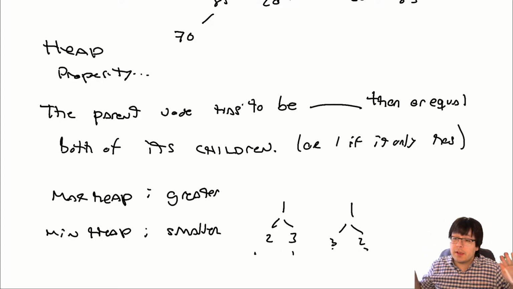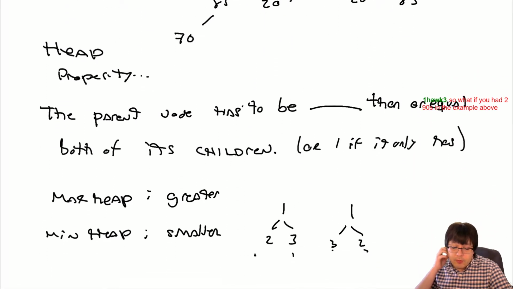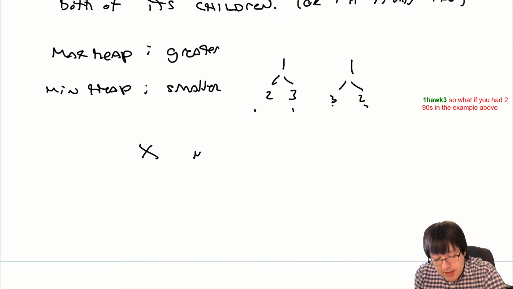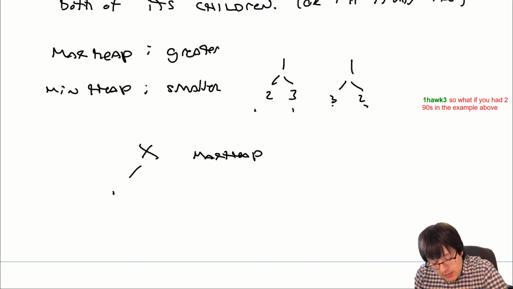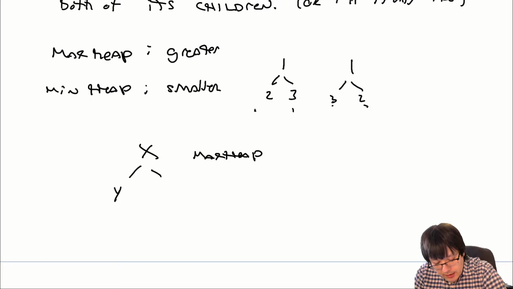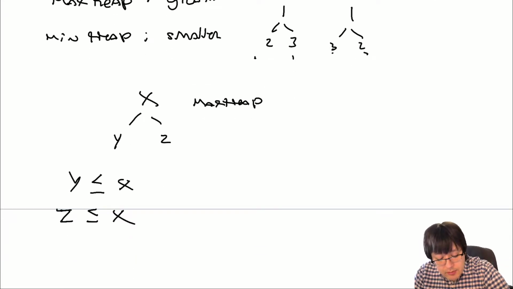Any questions on the heap property? It's just something very trivial but very important for us to be able to follow the rest of this. Maybe we'll pick more examples. So if we have a value of x in a max heap, and then we have a question mark here and a question mark here, which we'll call y and z, what range of values can y and z be? Well, y is less than or equal to x, and the same thing for z. z is less than or equal to x.